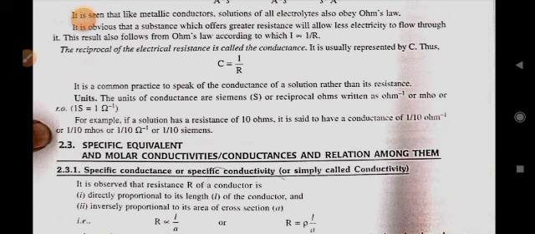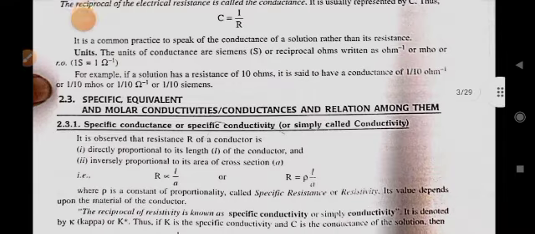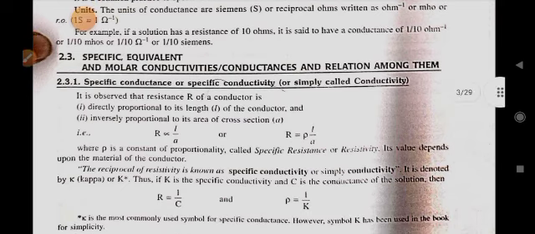The reciprocal of the electrical resistance is called the conductance. It is usually represented by C. C is equal to 1 by R. It is a common practice to speak of the conductance of a solution rather than its resistance. Units: the units of conductance are Siemens or reciprocal ohms, written as ohm inverse or mho. For example, if a solution has a resistance of 10 ohm, it is said to have a conductance of 1 by 10 ohm inverse, or 1 by 10 mhos, or 1 by 10 Siemens.